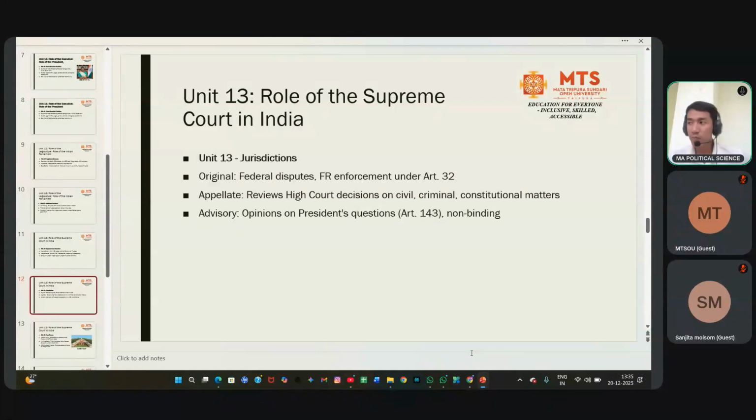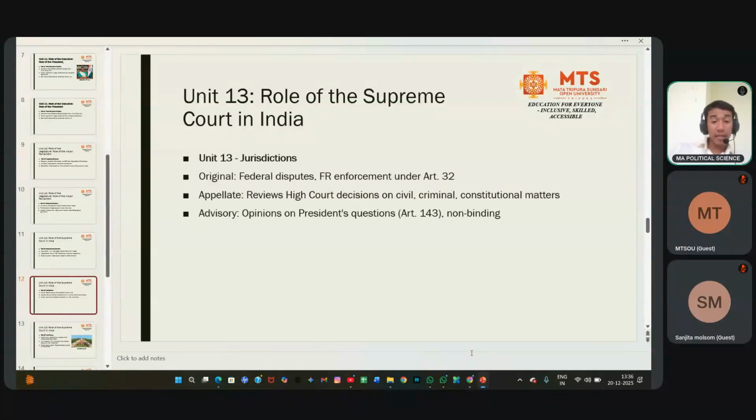Like river water dispute, water sharing, it will be solved by the Supreme Court. Also, Article 32, right to constitutional remedies. Whenever a fundamental right is violated, it is the role of the Supreme Court to get it enforced again. So this is some kind of original jurisdiction of the Supreme Court roles.